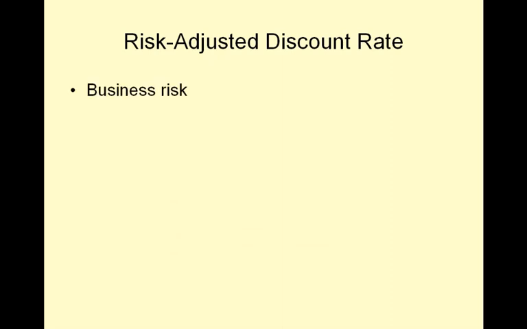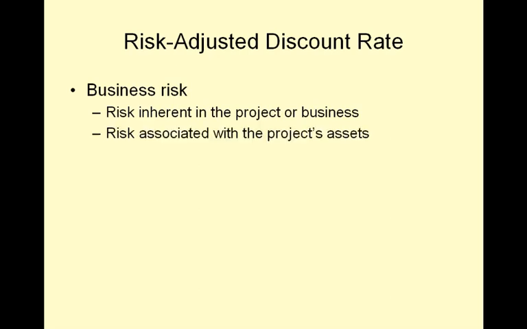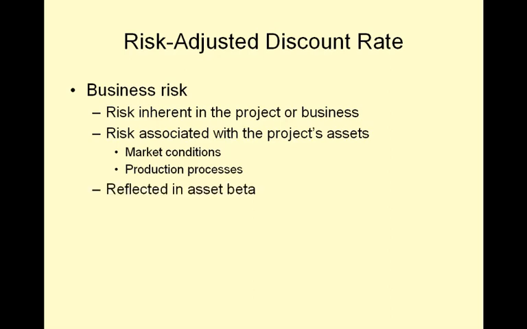Business risk is the risk inherent in the project or business. It is the risk associated with the project's assets. Such risk might derive from the market conditions associated with the project, or from the production processes involved in the project. And business risk is reflected in or measured by asset beta.